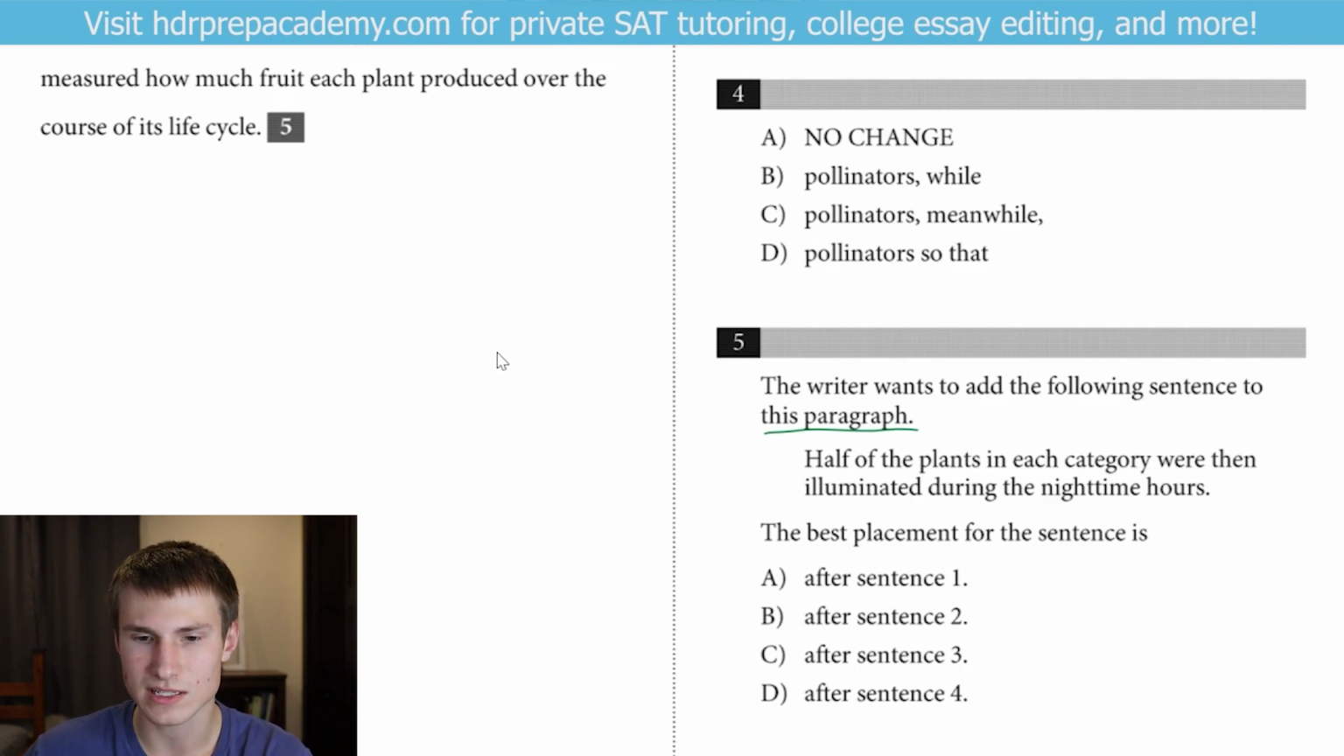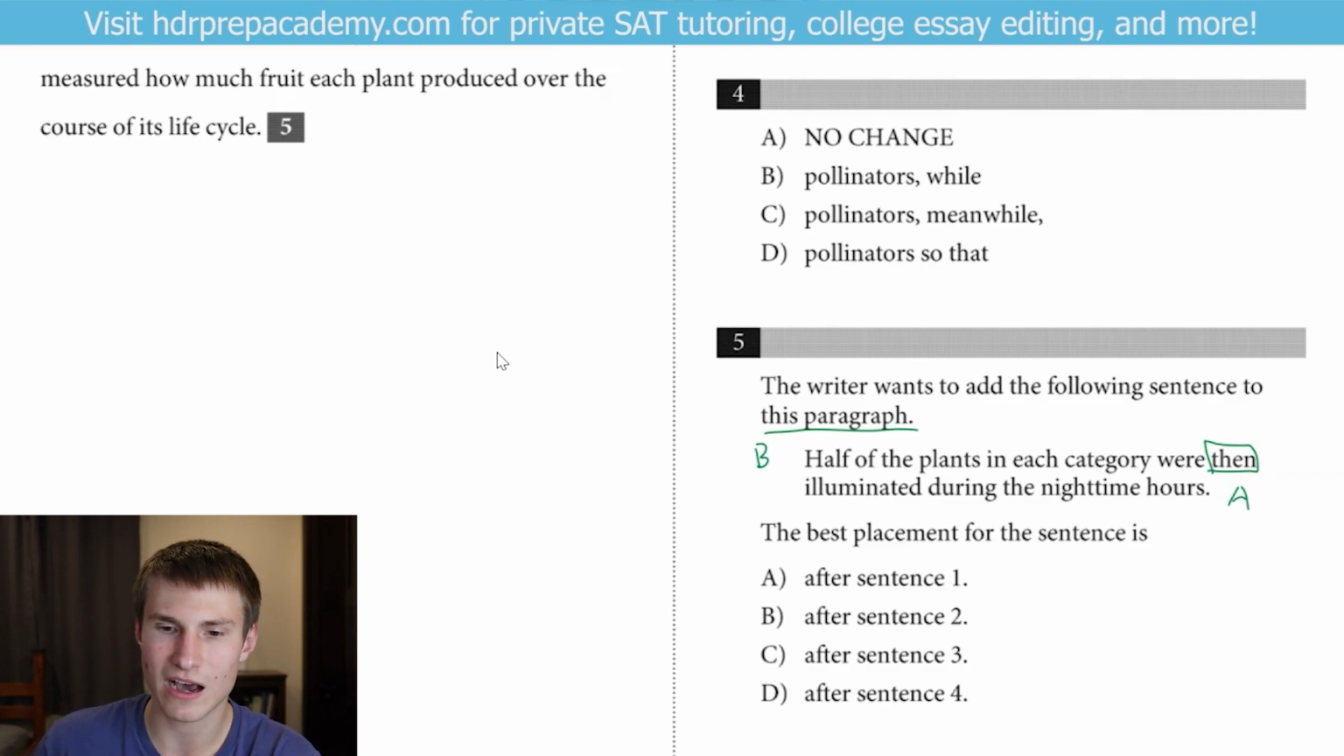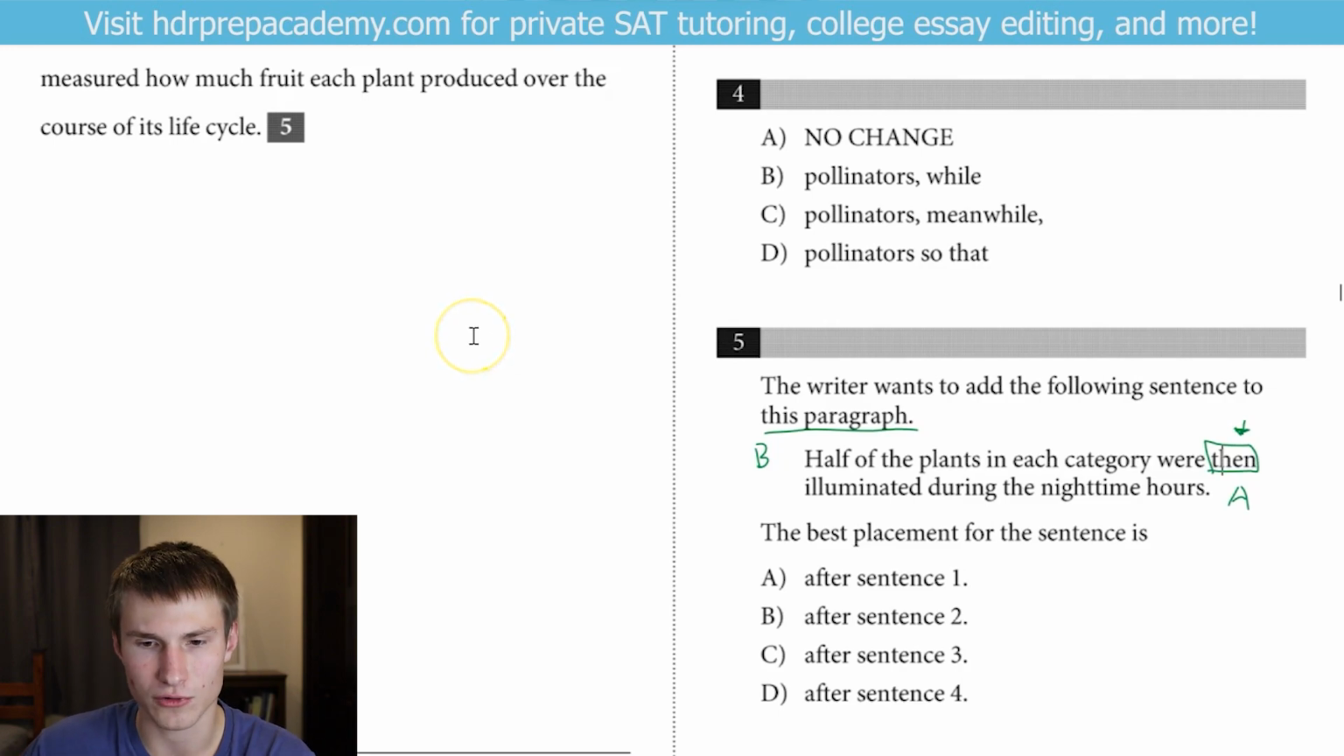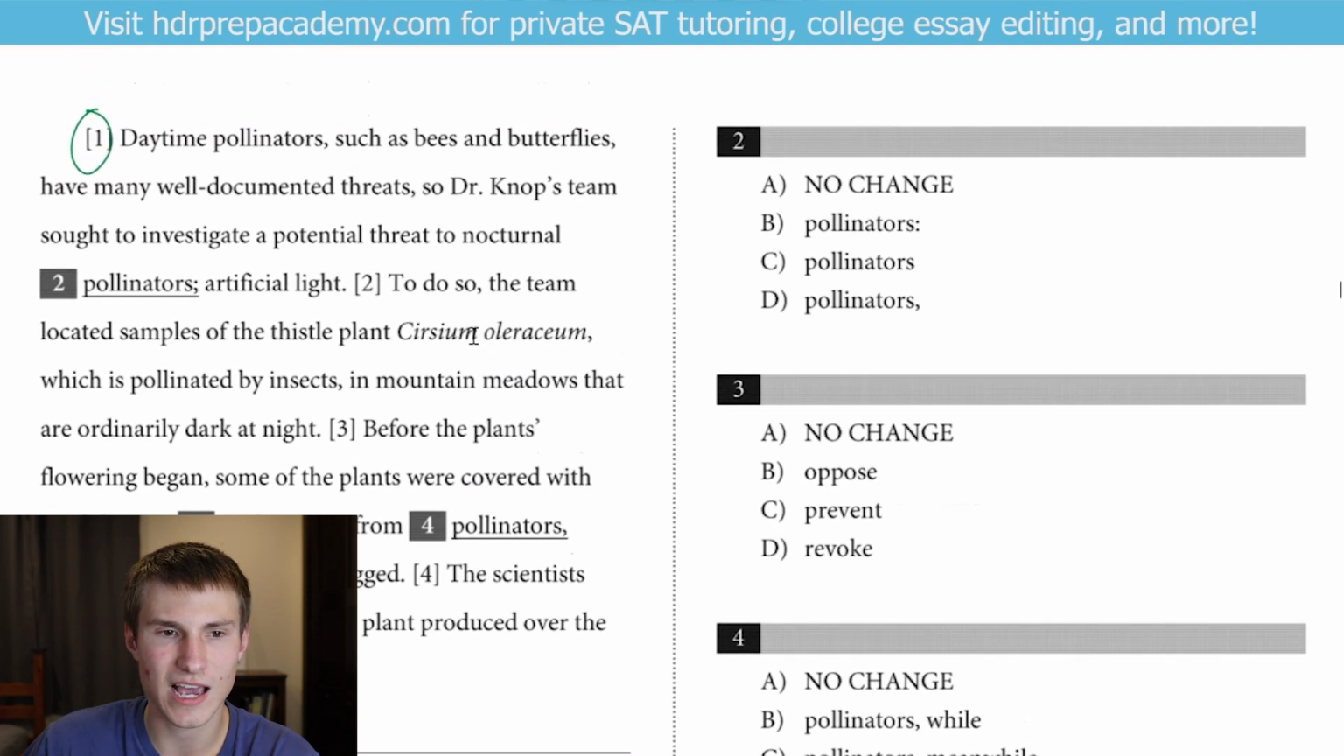So if you're placing a sentence, what you want to think about is what should come before it and what should come after it. What should come before it would be some sort of thing describing an experimental setup or listing a first step in an experiment. And then what comes after will be this, right? Half of the plants in each category were then illuminated during the nighttime hours. Keyword here is then. I have to have some sort of introduction to the experiment before this and potentially a first step, and then this will follow that. So we're going to go ahead and place this as we read through then.